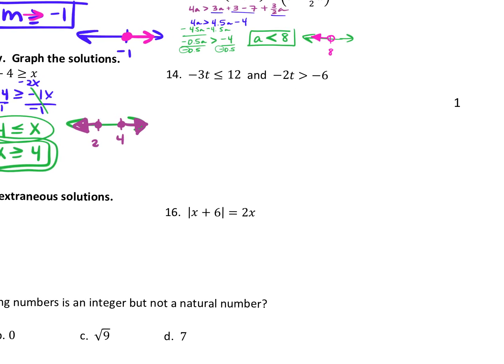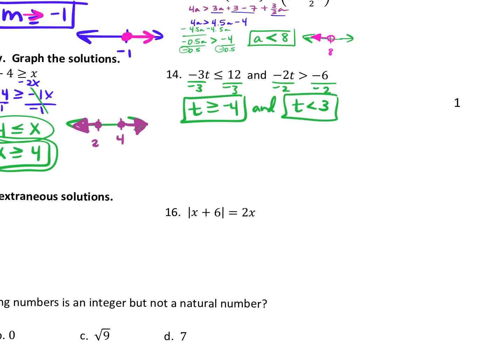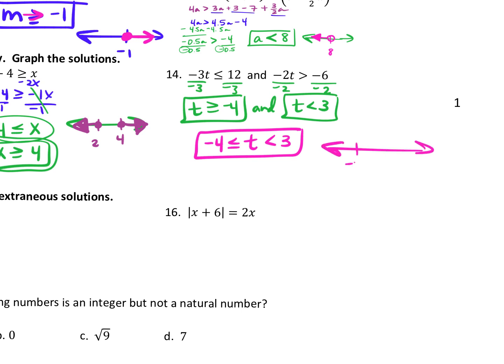All right, 14. You're dividing by a negative, so flip it. So t is greater than or equal to -4. And divide by a negative. T is less than 3. So this is an and problem, right? You can write this: -4 is less than or equal to t, which is less than 3. Essentially, we're saying everything between -4 and 3 would be our solution. So if this is a -4 and this is a +3, it's going to be open at 3. It's going to be closed at -4. And we're going to shade everything in between.